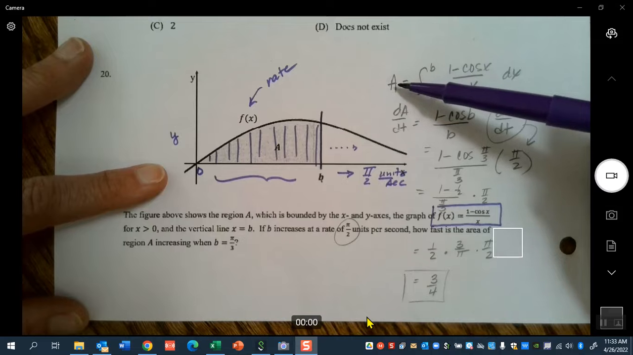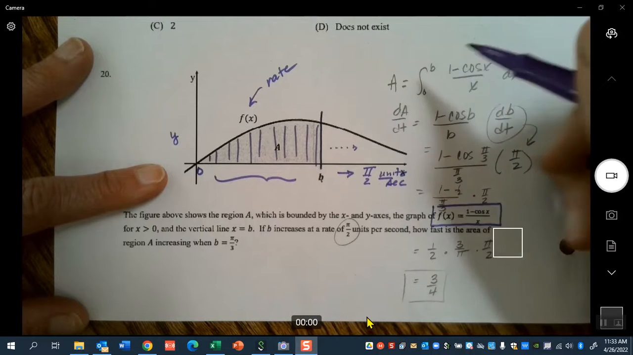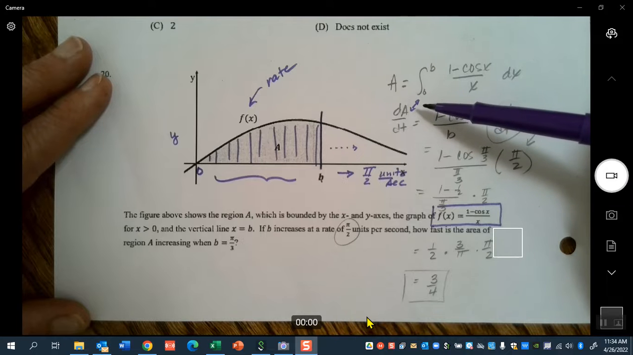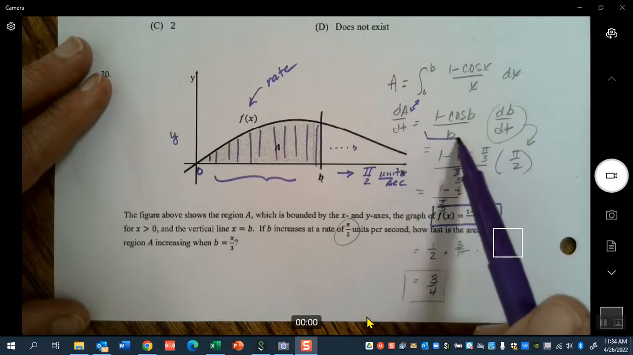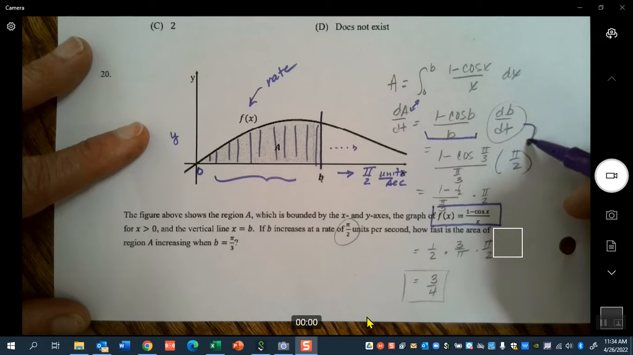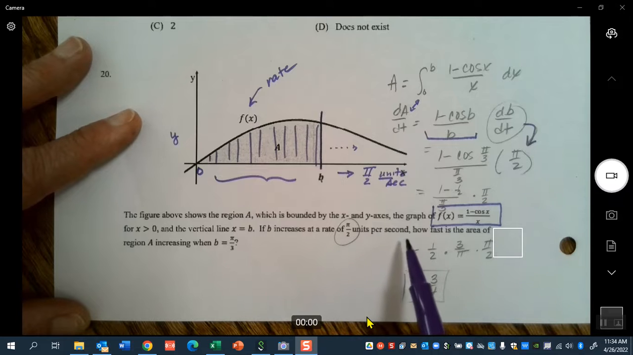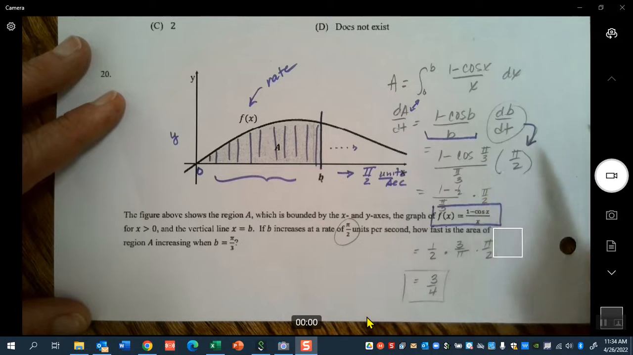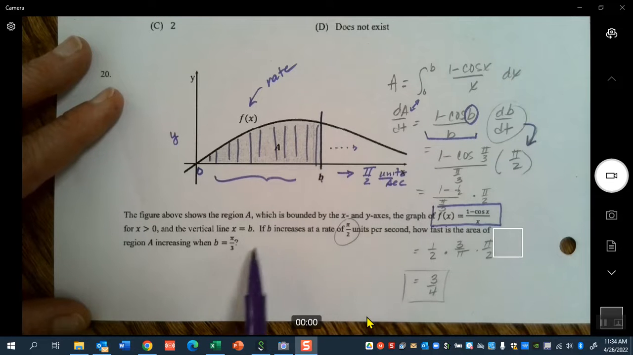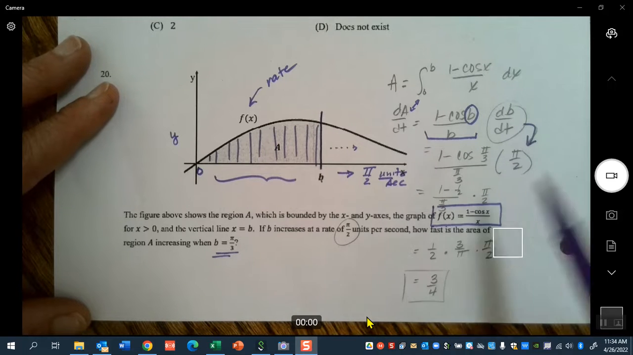So when I take the derivative of this integral, remember those are inverses and they cancel each other out. Think about when we talked about tying and untying your shoes. So all I'm left with here is this original function. When I go to take the derivative, this is my rate, and my rate, I know, is changing at pi over 2 units per second. So now it becomes a matter of just plugging in where b is at that moment. They say where b is equal to pi over 3. Well, the cosine of pi over 3 is 1/2.